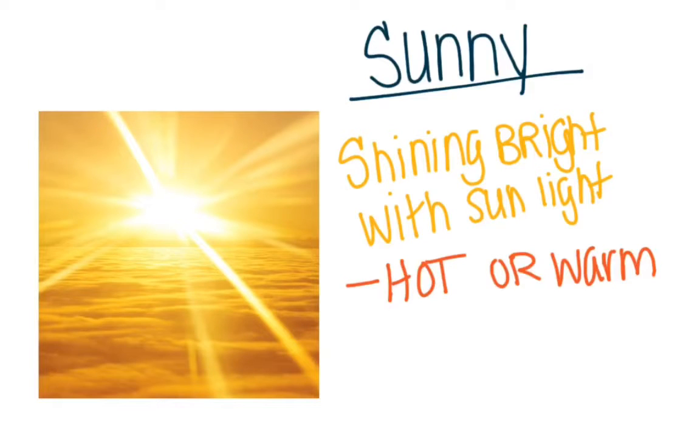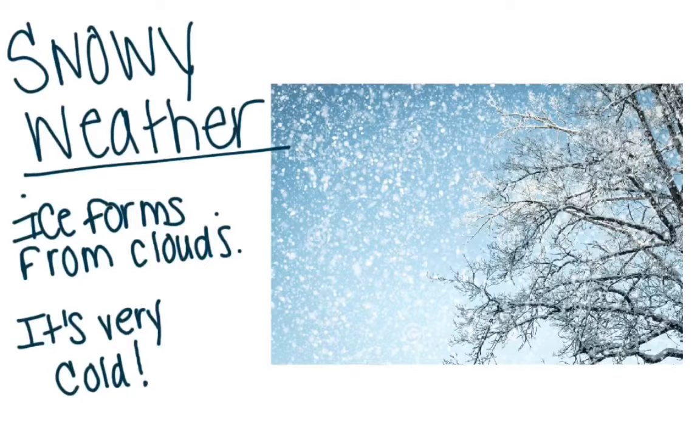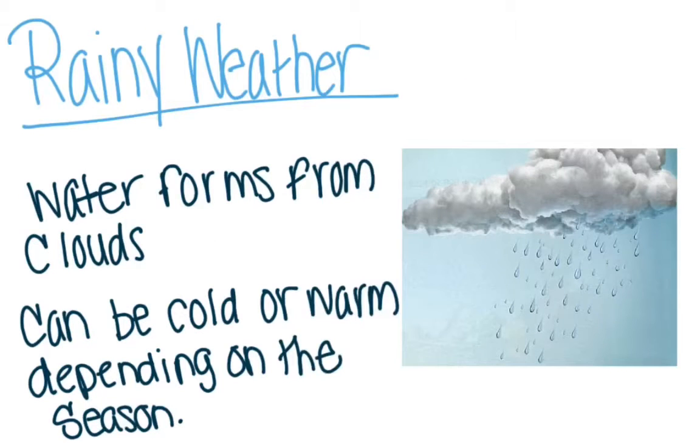Here is an example of sunny weather. When the weather is sunny, you will see the sun shining bright with lots of sunlight, and the temperature is either hot or warm. This is snowy weather. Snowy weather is when ice forms from clouds. It is very, very cold. This is rainy weather. Rainy weather is when water forms from the clouds. It can be cold or warm depending on the season.